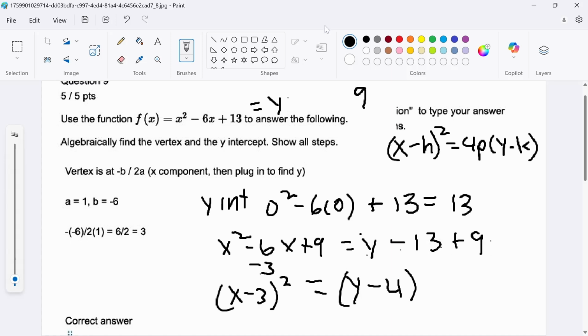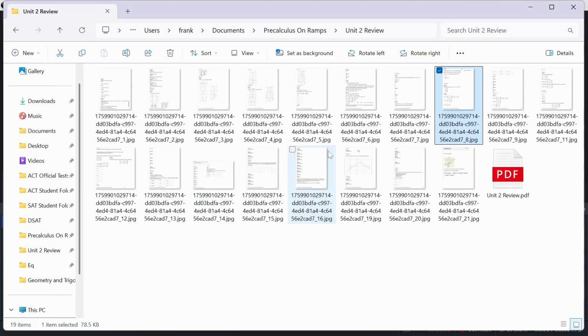And so the vertex is at 3, 4, just the opposite signs. x minus h, so minus 3, y minus k, so it's y minus 4. So the vertex is at 3, 4. So there's the vertex, and there's the y-intercept. That's question 9. Almost halfway done with this review. Hooray!